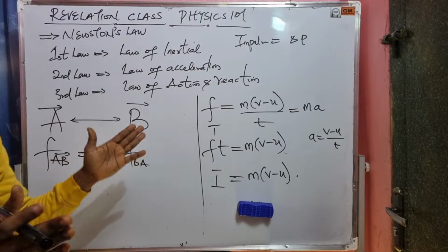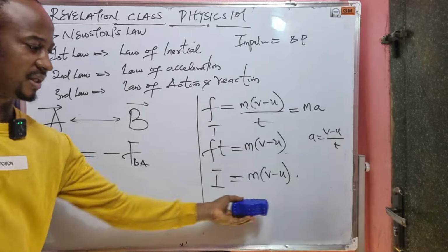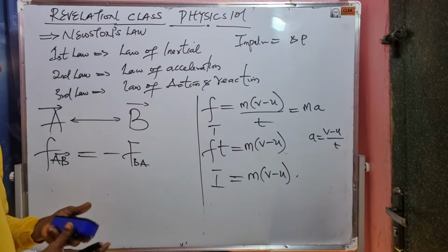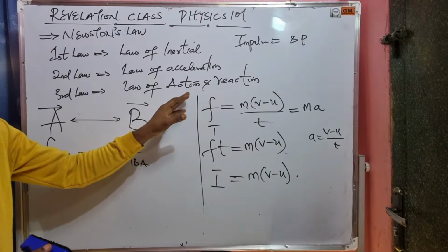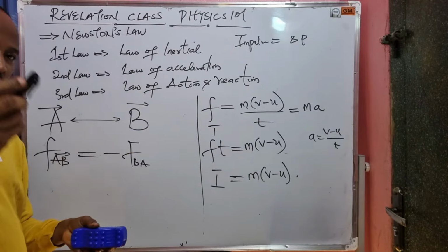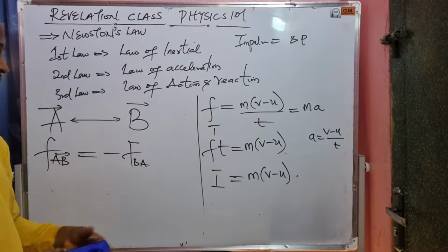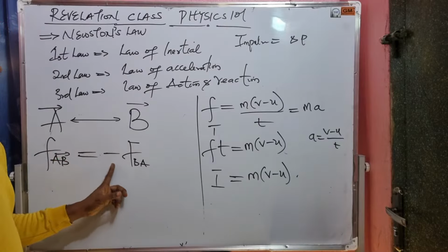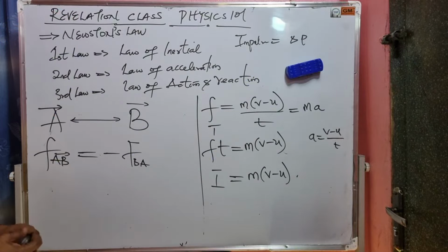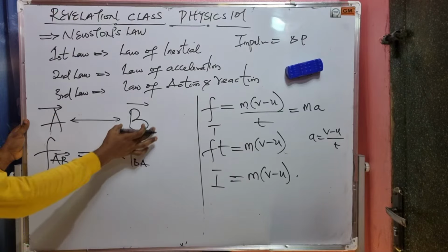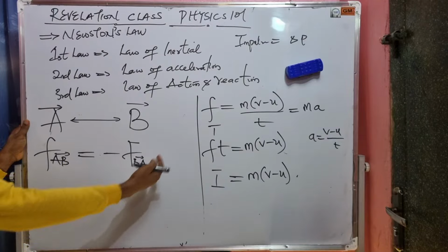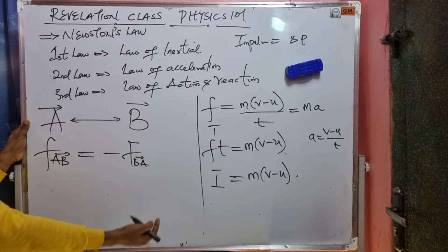As two bodies collide, let's say this object collides with this, after collision the action and reaction are equal, in the sense that the action created by this body is equal to the reaction. Reaction is always in the opposite direction, so it becomes minus. So if I have force AB, the reaction will be what? Force BA.